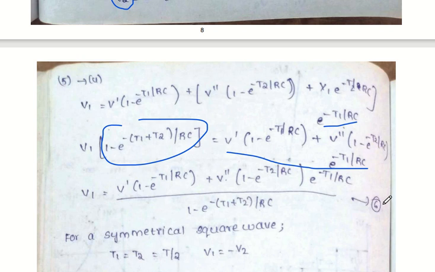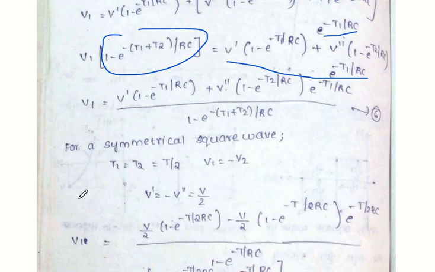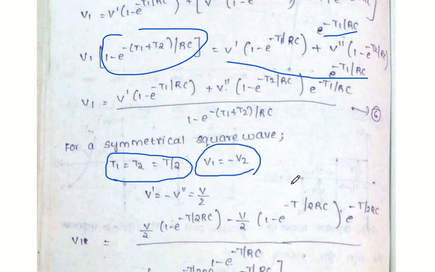Now, if you want to simplify further, then the equation can be simplified as follows. We know that for a symmetrical square waveform, the duration of the positive section and the duration of the negative section are equal. That is, T1 is equal to T2 is equal to T by 2, half of the period. Similarly, V1 is equal to minus V2. That means the positive amplitude is equal to the negative amplitude but in opposite polarity.